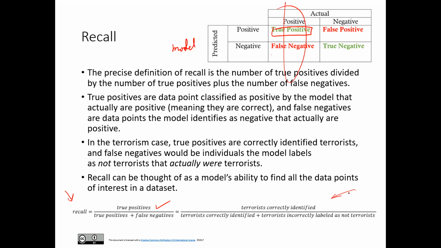So here we can think of it in terms of the terrorist example. If we look at this part of the equation, we can say that the numerator is terrorists correctly identified by the model. And then the denominator is terrorists correctly identified by the model plus terrorists incorrectly labeled as not terrorists. Which means they were terrorists, but the model said they were not terrorists.